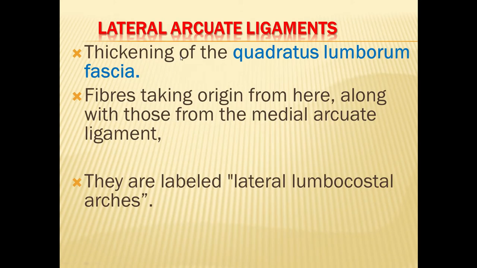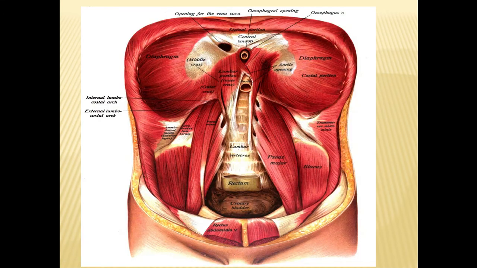Now we have to study the lateral arcuate ligaments. There is one more muscle known as quadratus lumborum, and its fascia becomes thickened, and along with the medial arcuate ligament it forms a lateral arcuate ligament. Let's see the diagram first.